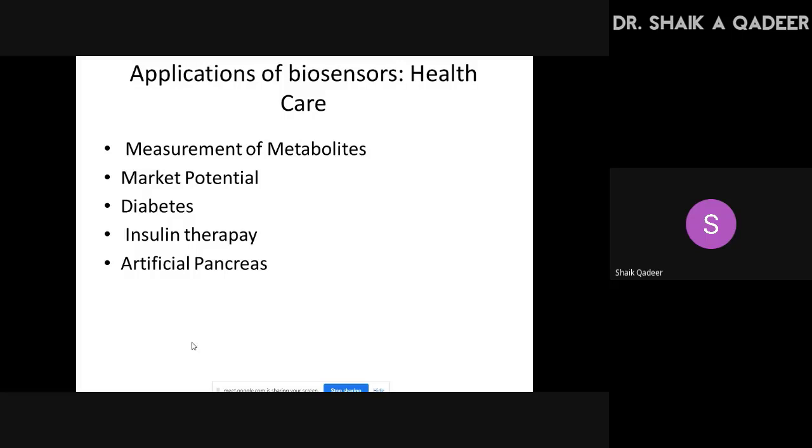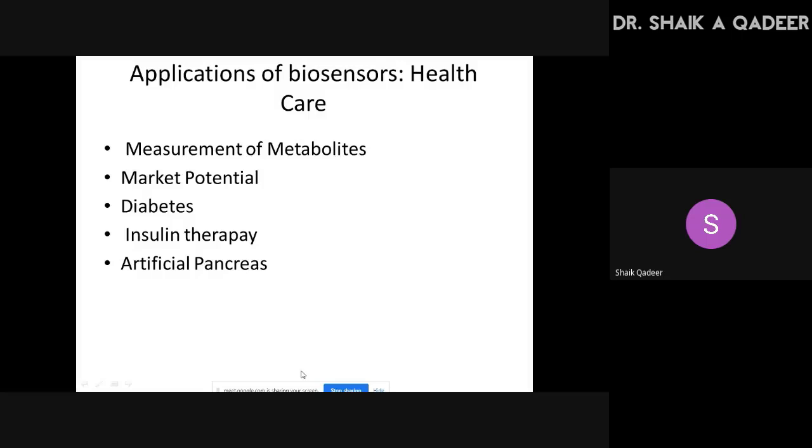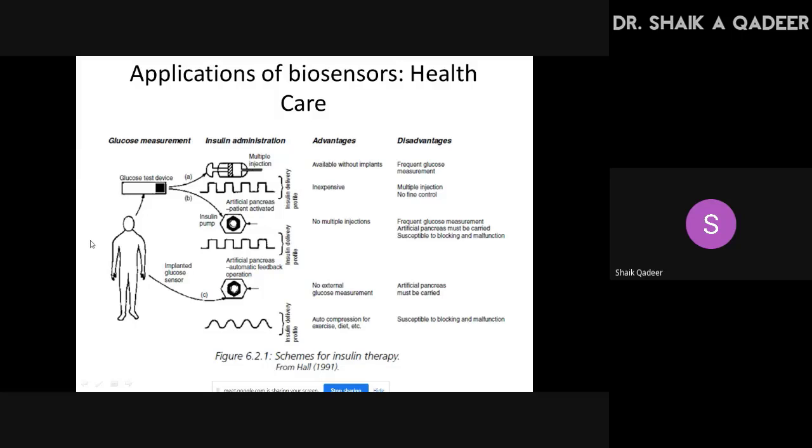Now I will be talking about biosensors. Measurement of metabolites, market potential, diabetics, insulin therapy, artificial pancreas. A few I will be explaining, the rest you please read from the textbook. The insulin therapy is shown on the screen. We all know that there are many ways of addressing the diabetic patient. A few are open loop and a few are closed loop.